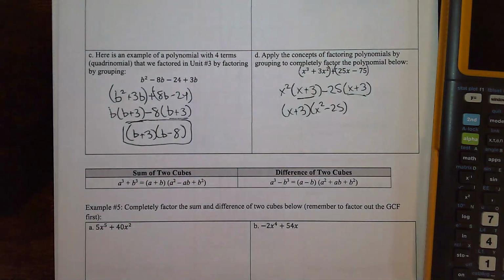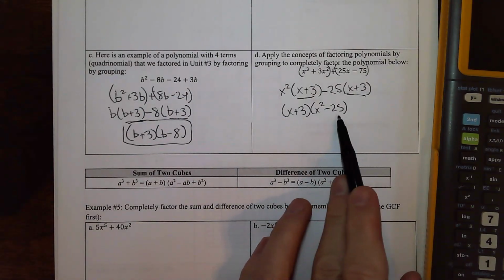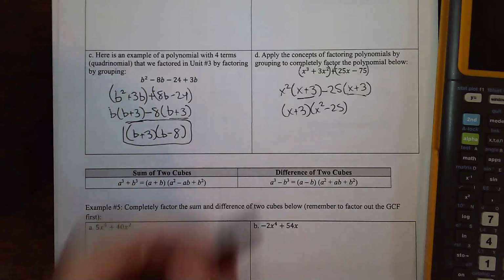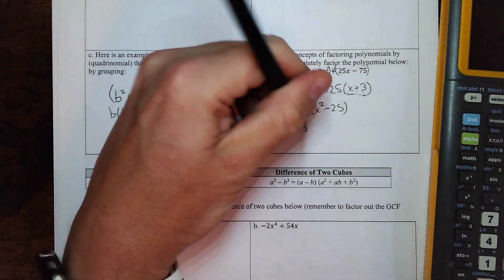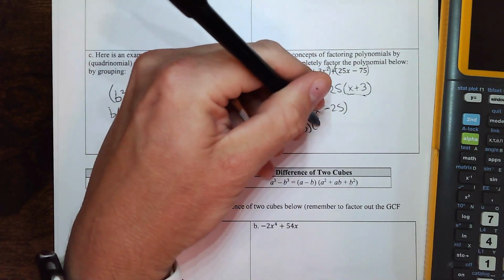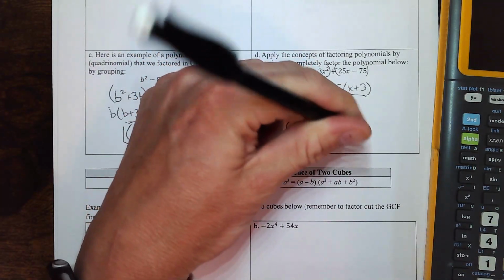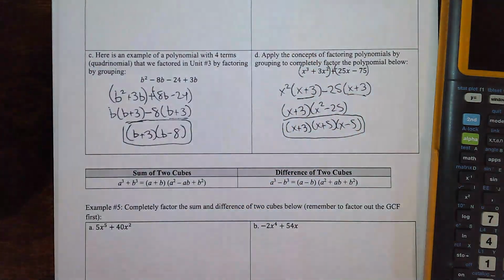So we did factoring by grouping, and we think we're done, but notice when we factor, we've got a difference of two squares left over. Okay, so we can factor that further. So x plus 3, and that difference, because it's subtracting, is a perfect square minus a perfect square: x plus 5, x minus 5. There's your answer.